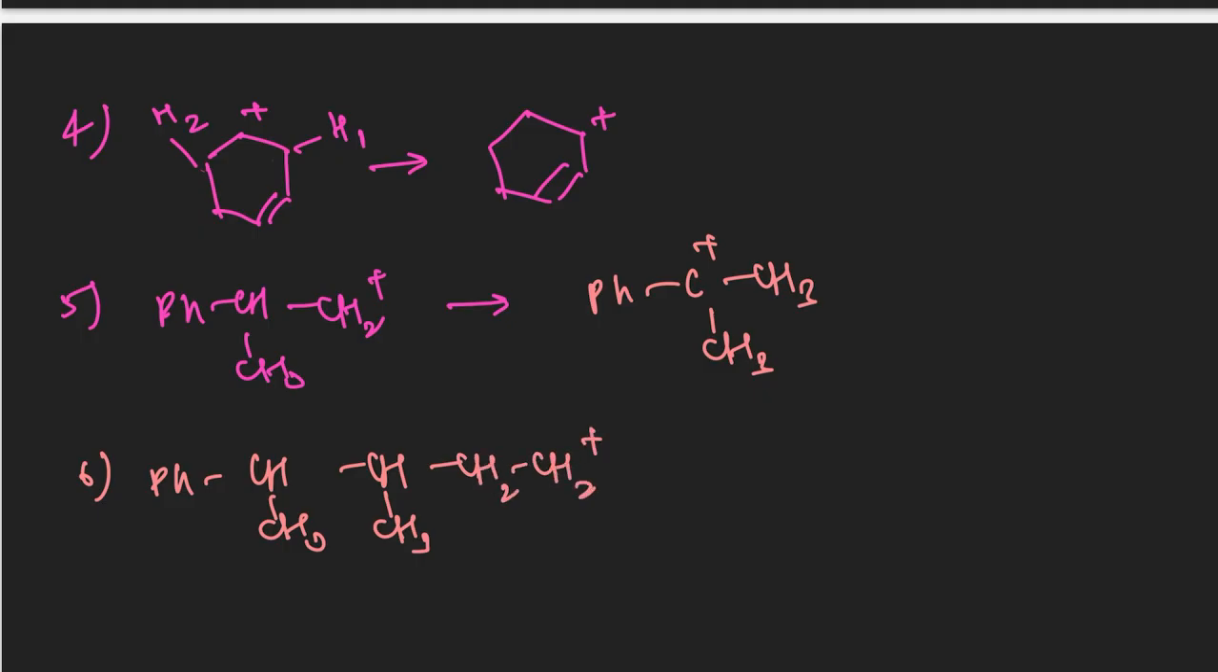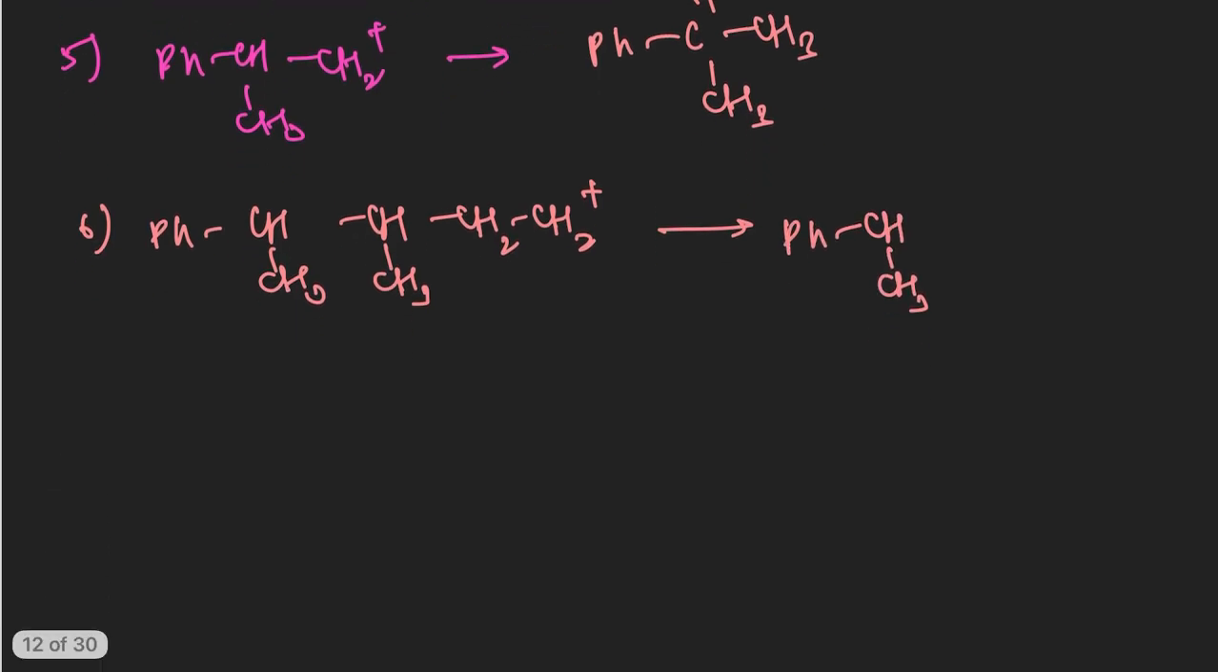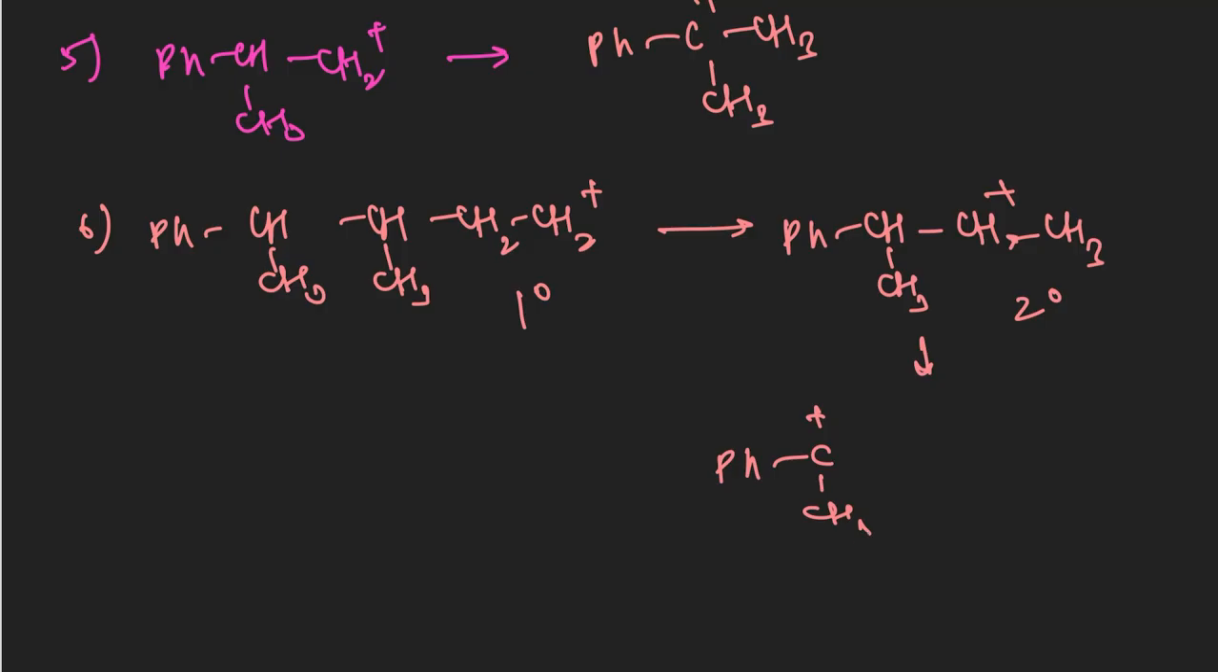Now it will be PhCH, CH3, CH plus and CH3. First it will shift. Next it may also shift, because it was 1 degree, now it is 2 degree. By shifting one more time it will become 3 degree. So each and every step should be profitable. Only if it is 3 degree will it shift, otherwise it won't shift.